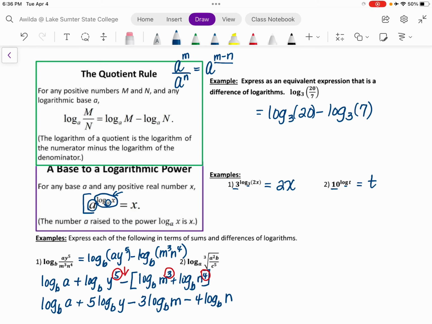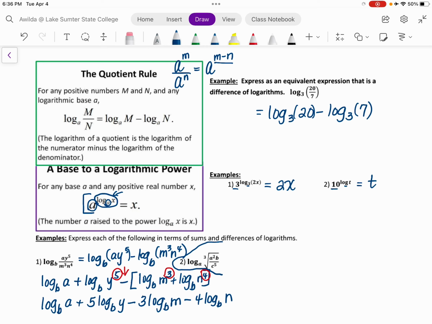Now I know I've kind of clouded my next problem here, but let me see if I can just enclose it for clarity. Let's look at the next example. Logarithm base a of the cubic root of a squared times b divided by c to the 5th power. Again, we're going to use a combination of the rules that we talked about earlier, and the order in which we apply these rules really won't be important. It's just a matter of your preference.